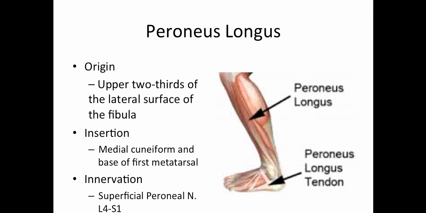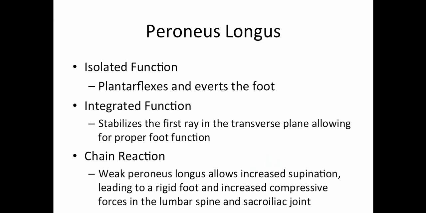The peroneus longus originates in the upper two-thirds of the lateral surface of the fibula. It inserts in the medial cuneiform and base of the first metatarsal. The isolated function of the peroneus longus is that it plantar flexes and everts the foot. Its integrated functions are that it stabilizes the first ray in the transverse plane, allowing for proper foot function. A weak peroneus longus allows increased supination, leading to a rigid foot and increased compressive forces in the lumbar spine and sacroiliac joint.